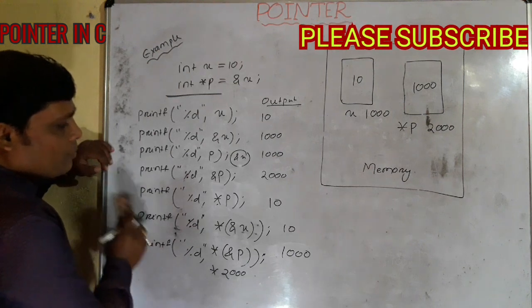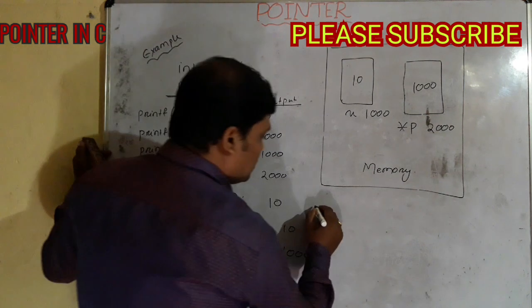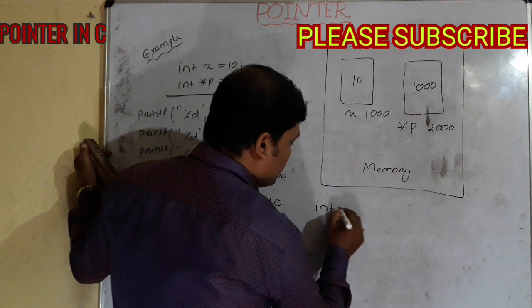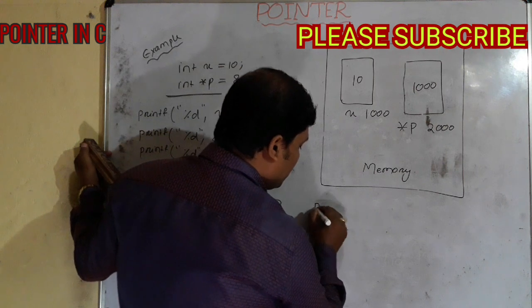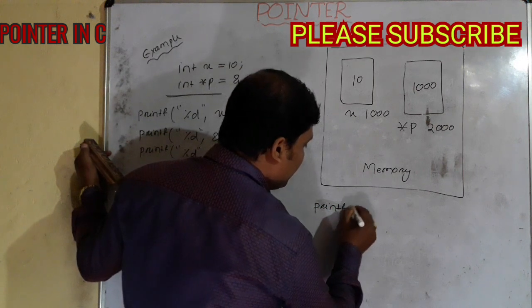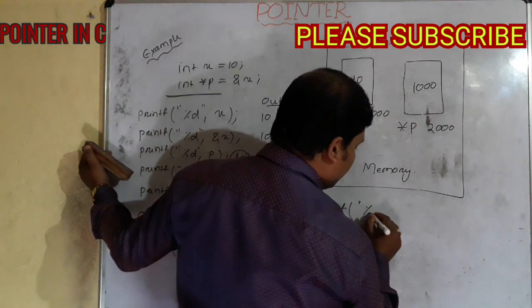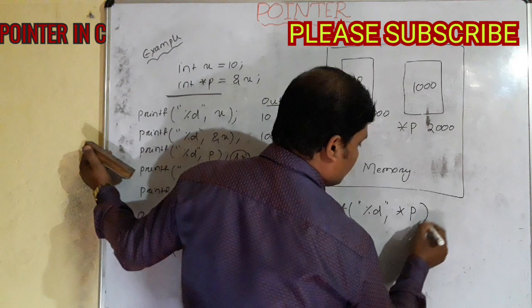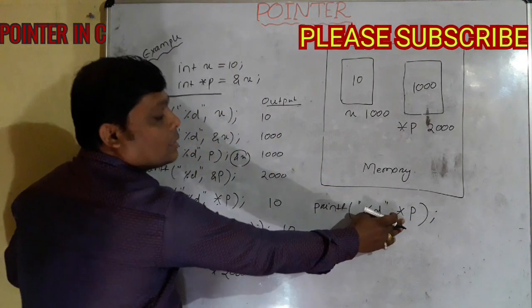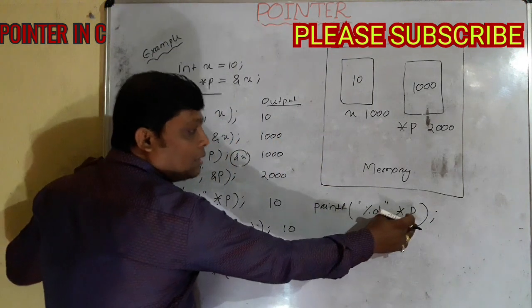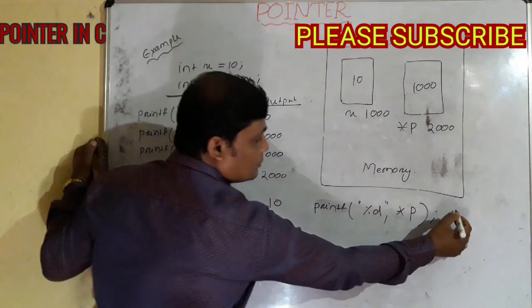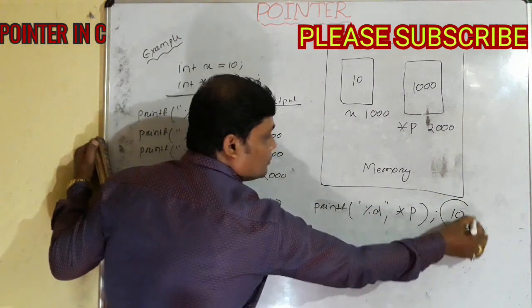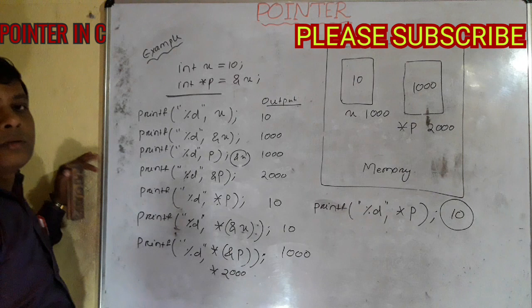So these things should be clear. Then we have printf %d *p. It will display the value at p, that is 10. Clear?